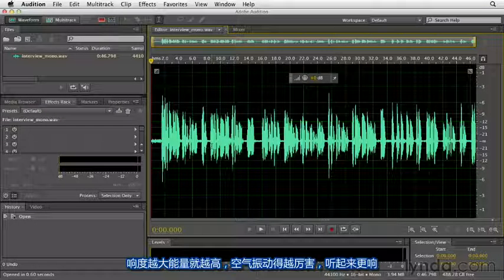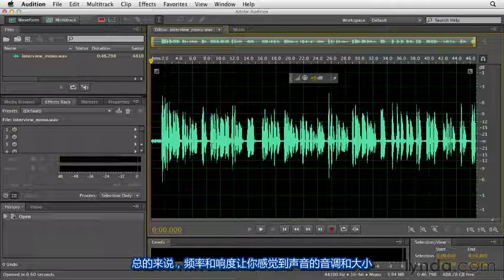The higher the amplitude, the more powerful it is, so the more air it's pushing around and the louder it sounds. Quieter sounds are not as powerful, so they push less air around. So together, frequency and amplitude give you the pitch and loudness of a sound wave.